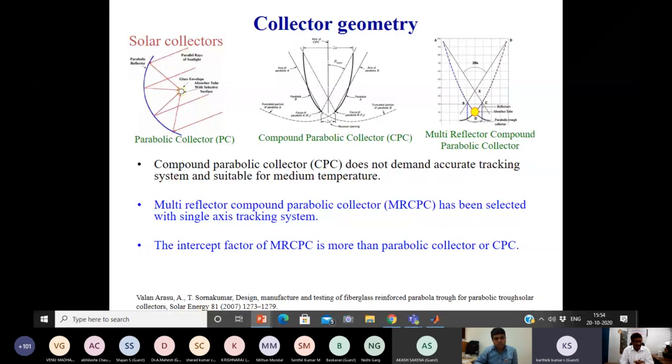For example, let me take a mechanical example. There is a bolt and nut. The bolt is redesigned by changing the pitch or some geometry to get it more compact. Then the nut also has to be redesigned to get a good pair. Similarly, here also the tracking has been redesigned from the active mode to the passive mode. Obviously, the collector also we have to redesign to suit the passive tracking drive. In place of the parabolic collector, we place the multi-reflector compound parabolic collector.